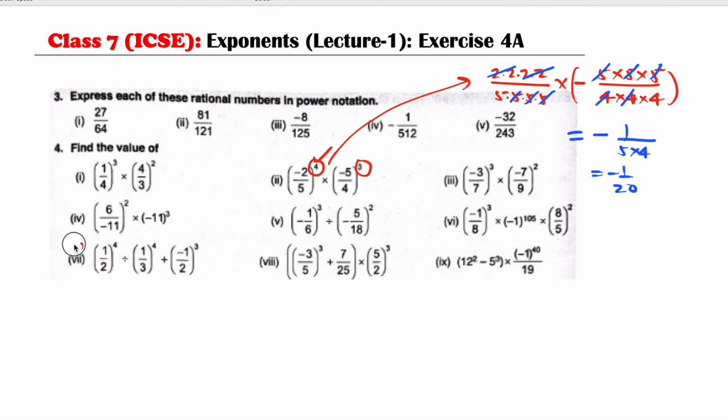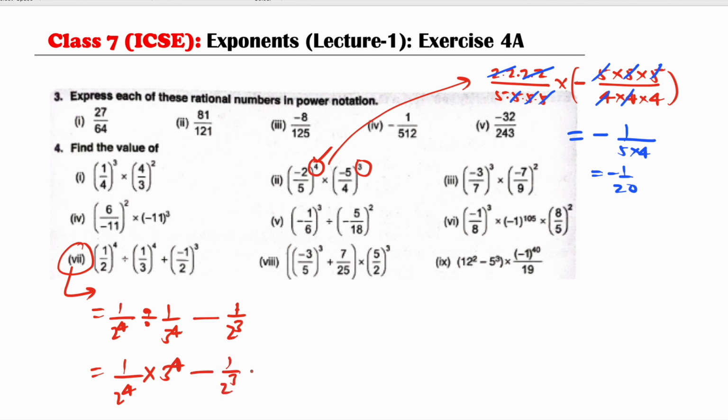Similarly, let's do this one. So this is 1 by 2. Here there is a product and a division sign. So first convert the division into product. So this is 1 upon 2 to the power 4 divided by 1 upon 3 to the power 4, plus 1 by 2 to the power 3. So first convert this. What we get? 1 upon 2 to the power 4 into 3 to the power 4. So this becomes, in multiplication, 1 by 2 to the power 3.